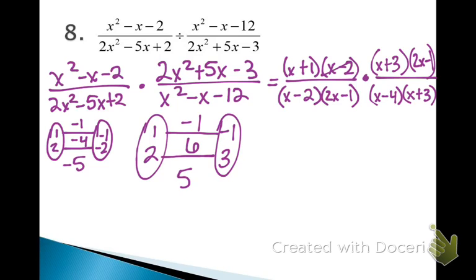There is x minus 2. What else is there? 2x minus 1. 1x plus 3. Anything else? Nope. So what are we left with for an answer? X plus 1 over x minus 1 over x minus 4. Okay.